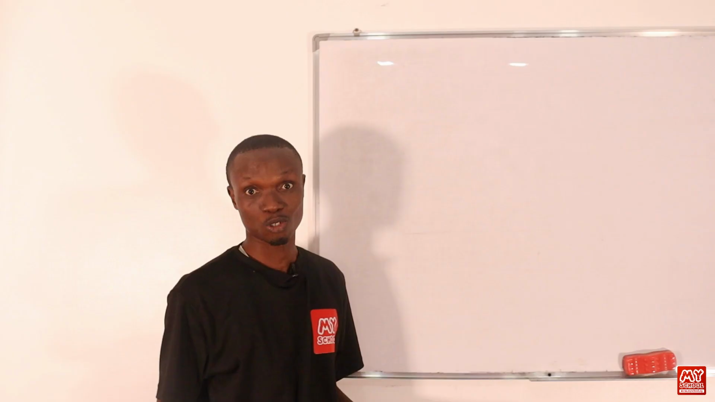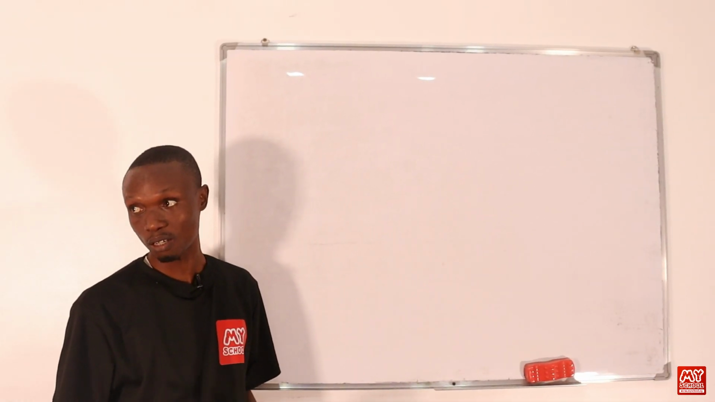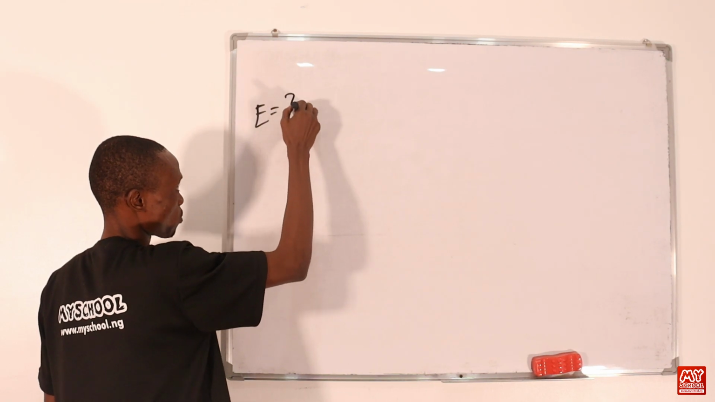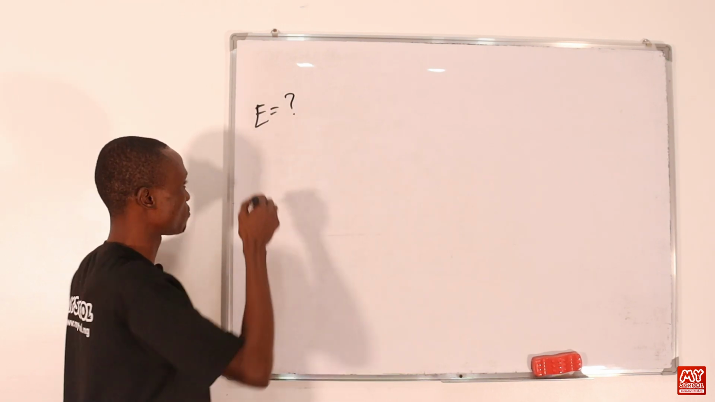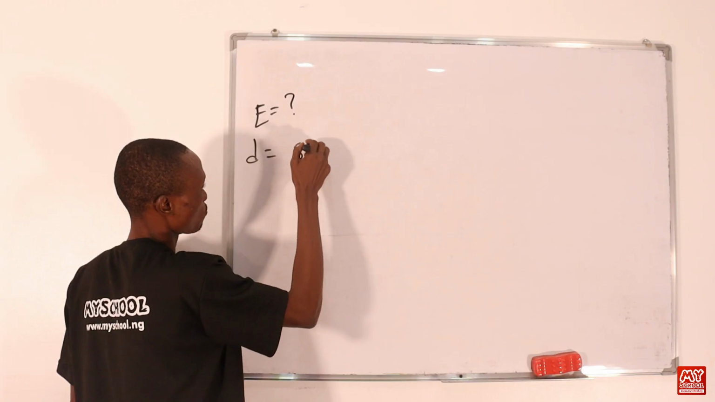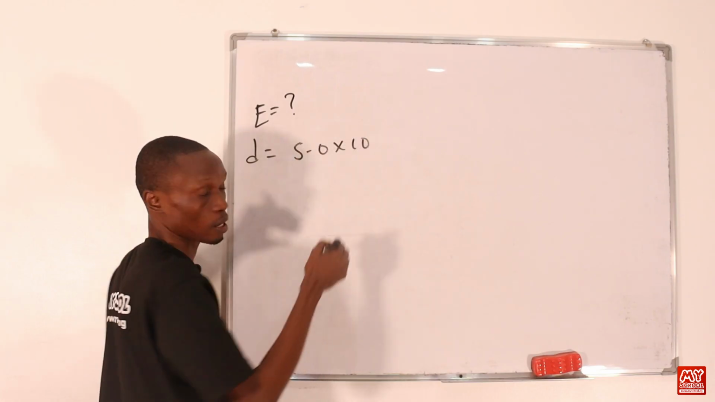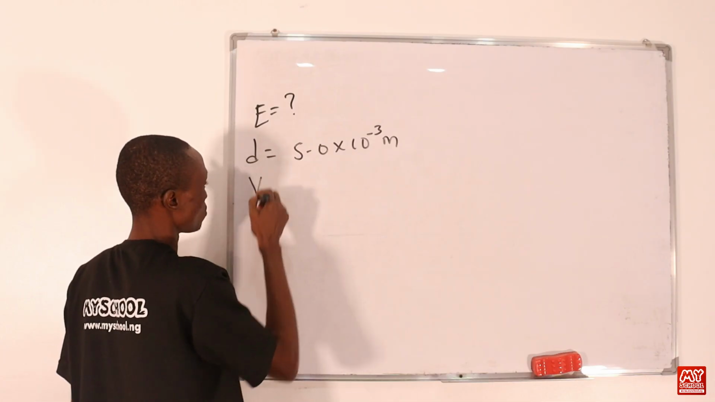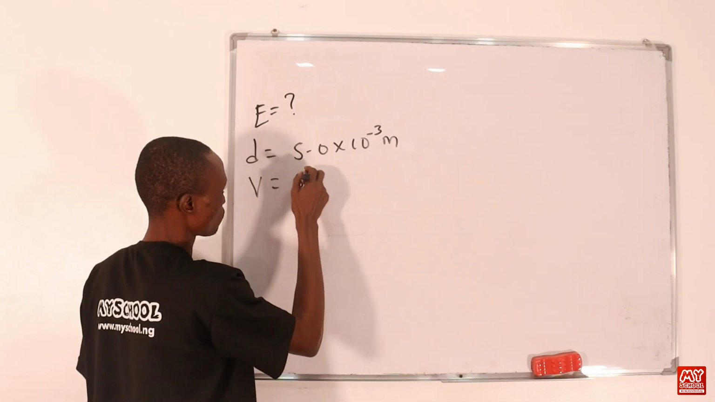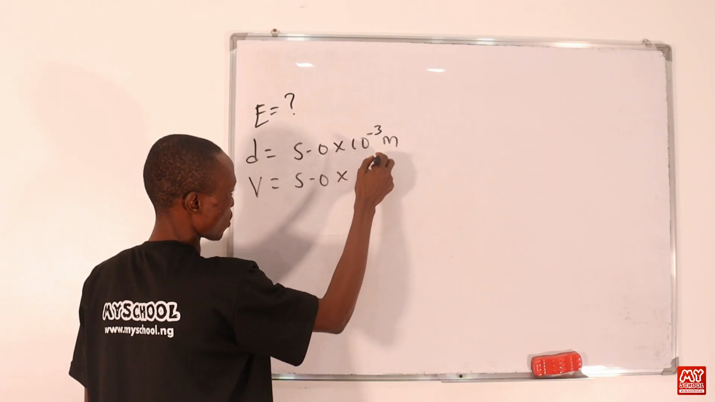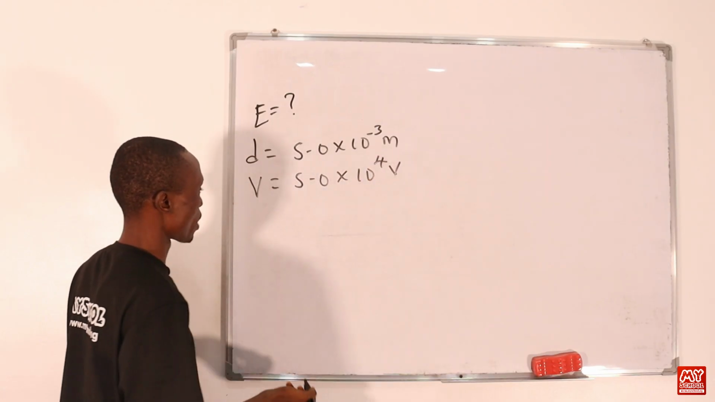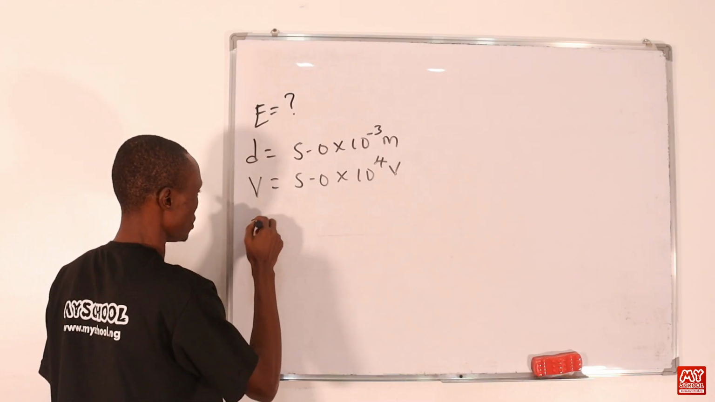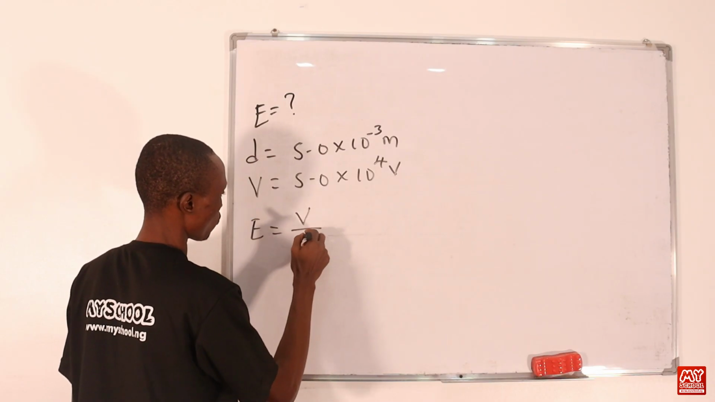So the first thing is to write out the parameters that are given to us in this question. E is not given to us, that's what we are looking for. But we are given D to be equals to 5.0 times 10 raised to power minus 3 meters. And we're also given V, which is the potential difference, to be equals to 5.0 times 10 raised to power 4 volts, right? So to calculate for electric field intensity here, we use E is equals to V all over D.